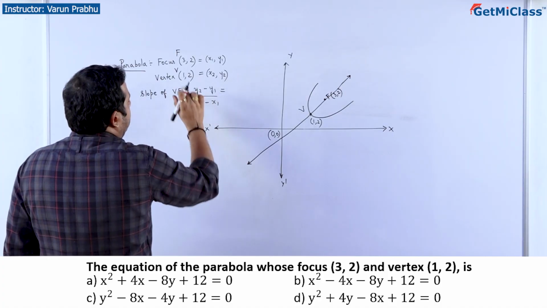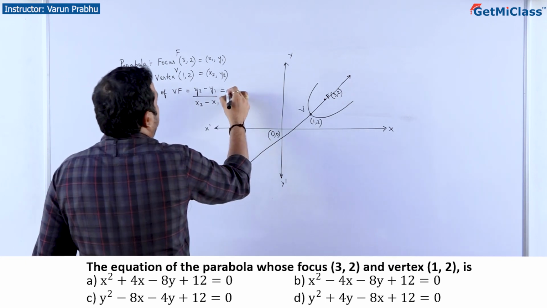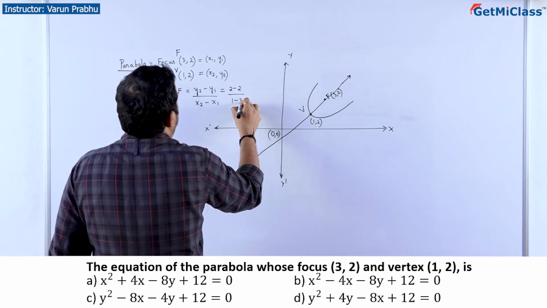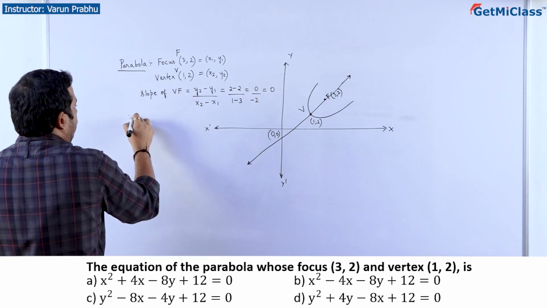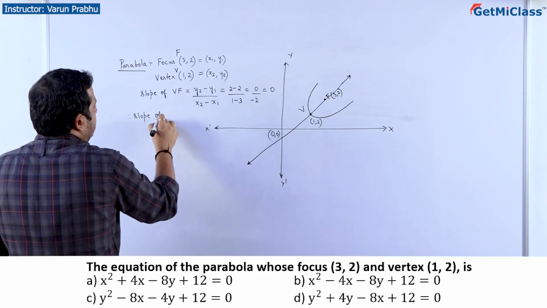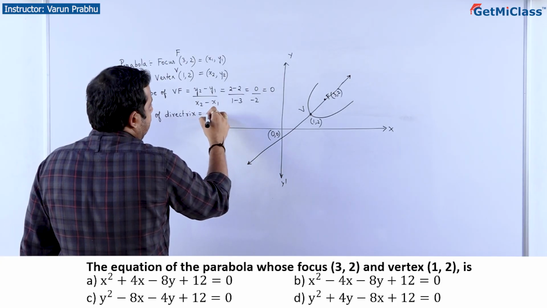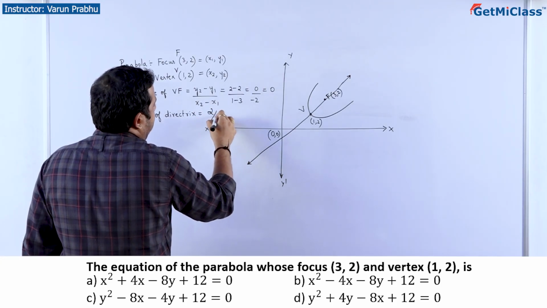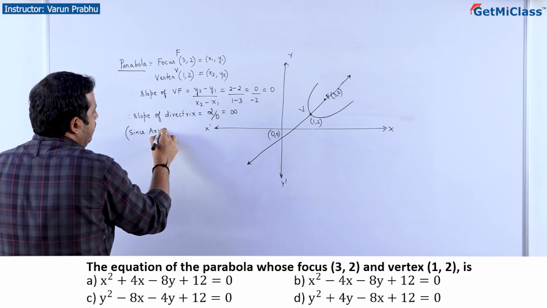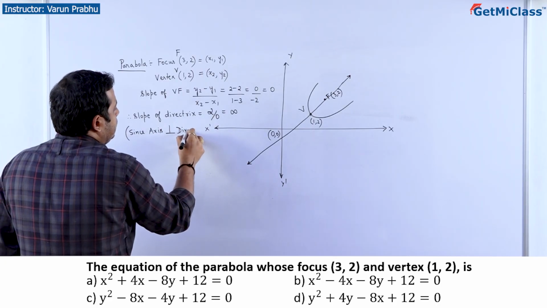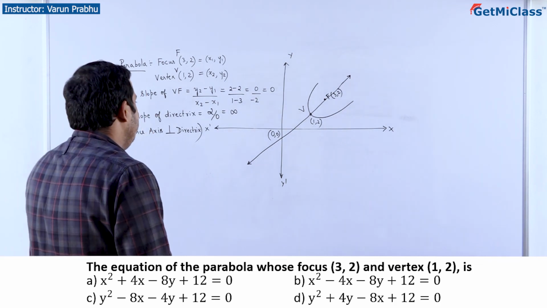How much do you get for the slope? The slope will be equal to 2 minus 2 divided by 1 minus 3, that is 0 by minus 2, which is equal to 0. Therefore, what should be the slope of the directrix? Slope of the directrix should be 2 divided by 0, that is undefined. Why? Since the axis of the parabola is perpendicular to the directrix, correct or not? Infinity.